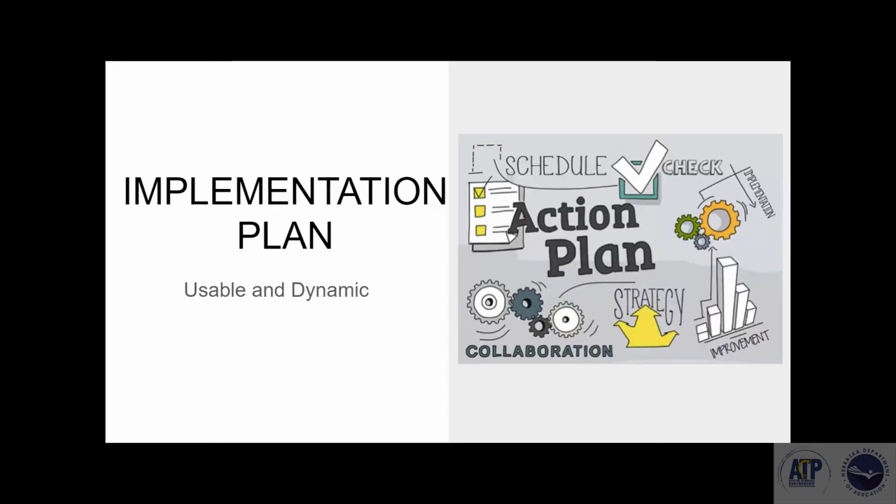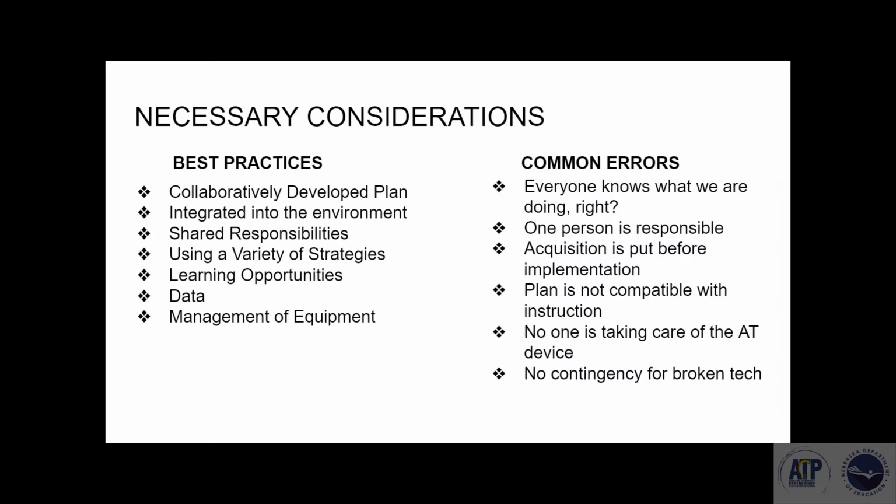An implementation plan is something that needs to be 2 things. One, it needs to be usable, or no one's going to get it out. And it needs to be dynamic, meaning that it does have some flexibility and it can change as different needs might crop up for the student throughout the school year or as their technology use changes. Implementation is one of those areas that does have one of the quality indicators of assistive technology dedicated to it.